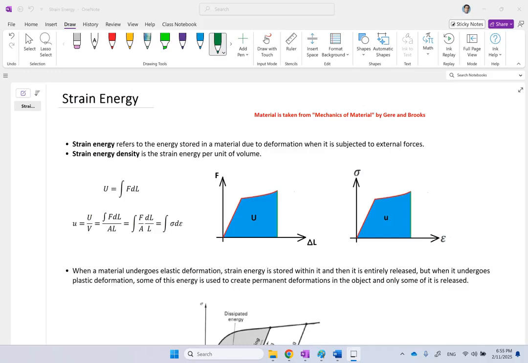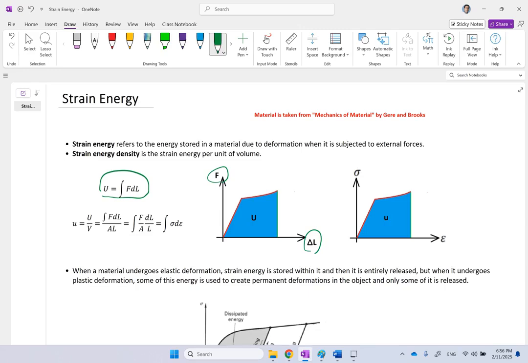Hello everyone. In this video, we are going to talk about strain energy, which is one of the topics in solid mechanics. So strain energy is the energy that you use to deform a material, some part. If we look at the force versus deformation, or the change in shape, and plot this, the area under the curve is the strain energy, which is equal to the work done by the external forces.